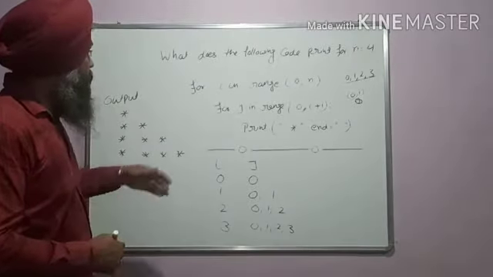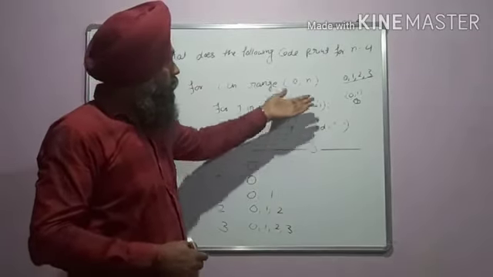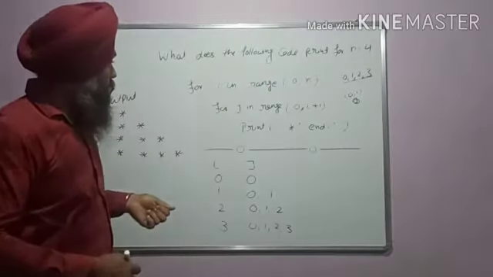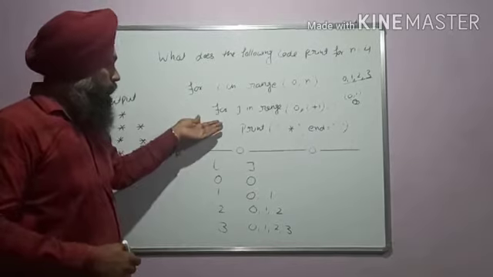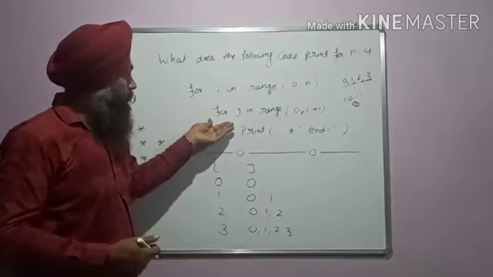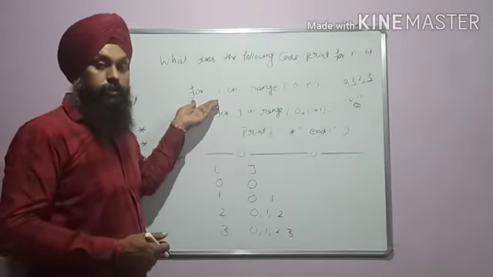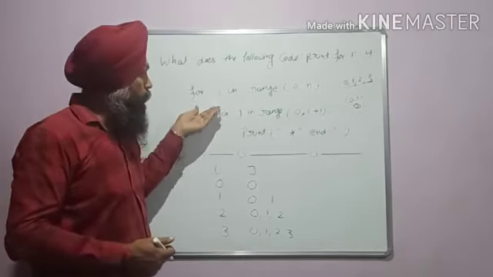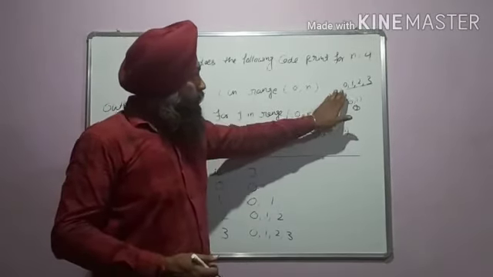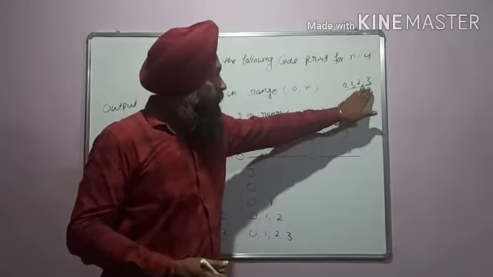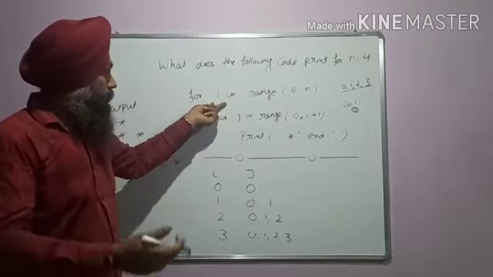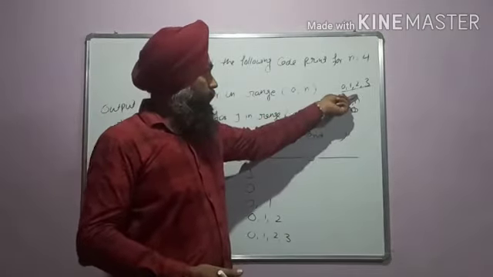Students, now we will see what the following code prints for n equal to 4. So here we have two for loops. Actually this is a nesting of the for loop. The second for loop is inside the first one. So this is called nesting of the loop. The variable i will take the values 0, 1, 2 and 3 because the value of n is 4.